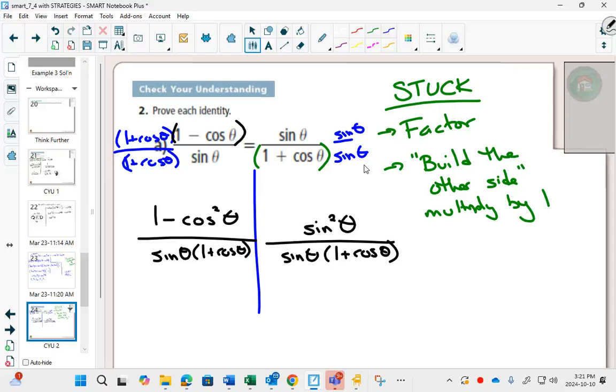Okay. Now my denominators are the same. I still have a problem that my numerators aren't the same. But at least now there's a squared. So could I use one of my Pythagorean identities? Yeah. 1 minus cos squared theta is sine squared theta.